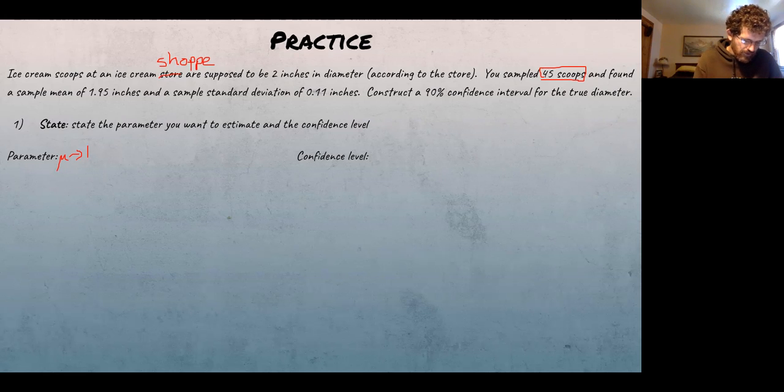So mu is going to represent the true mean diameter of ice cream scoops at this ice cream shop.